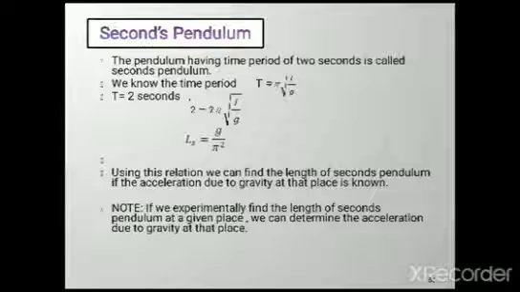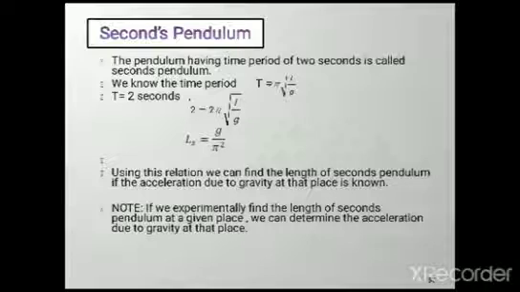Let us study a special kind of pendulum called a seconds pendulum. Now what is this seconds pendulum? The pendulum having a time period of 2 seconds is called a seconds pendulum. We know that time period T is equal to 2π√(L/g). So let us substitute T equals 2. We get 2 equals 2π√(L/g).